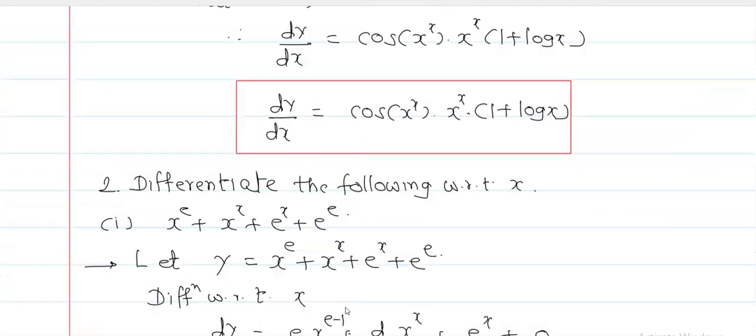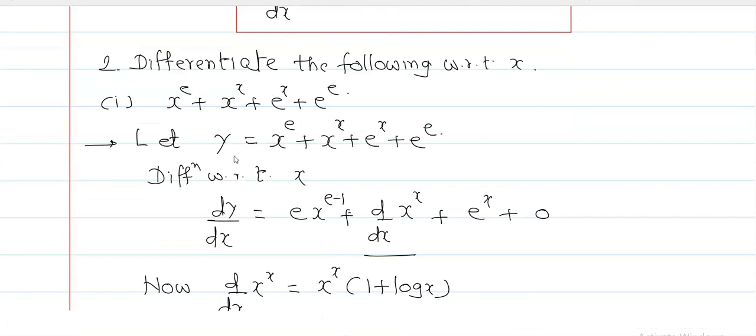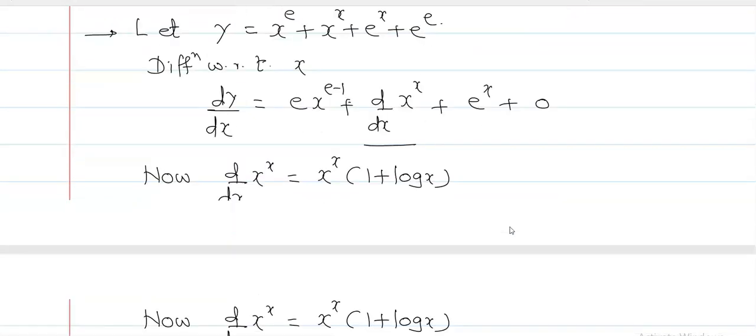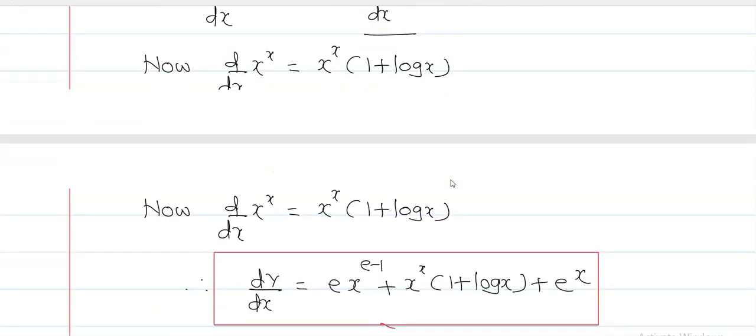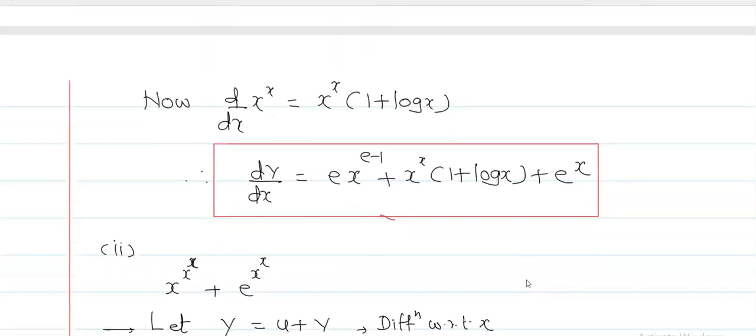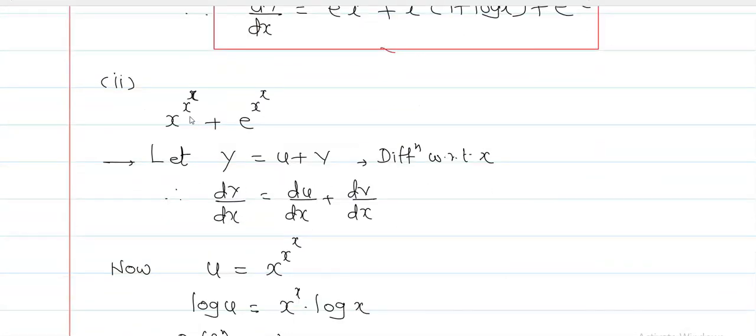Now see these two answers. This was the first, e into x raised to e minus 1, x raised to x, e raised to x. d/dx of x raised to x is x raised to x in bracket 1 plus log x, and dy by dx is equal to e into x raised to e minus 1 plus x raised to x in bracket 1 plus log x plus e raised to x. Now this was the problem, that is y is equal to u plus v. Differentiate this: du by dx plus dv by dx.